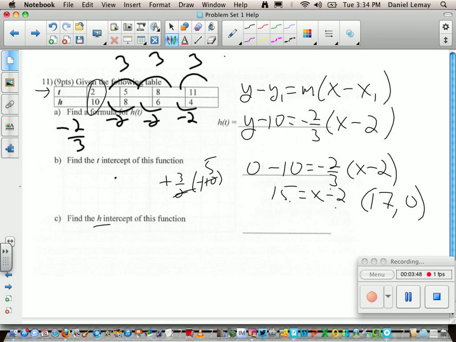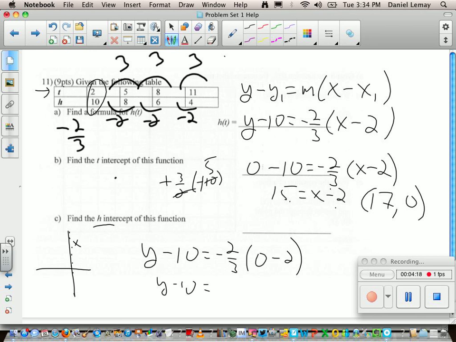If I had to find the h-intercept, that means y-intercept. If we're looking for the y-intercept, x is always equal to 0 anywhere along that line, right? So in this case, t is equal to 0. So if we go back to our function, y minus 10 equals negative 2/3 times 0 minus 2, because x is 0. So that's going to be y minus 10 equals, well, negative 2/3 times negative 2 is positive 4/3.